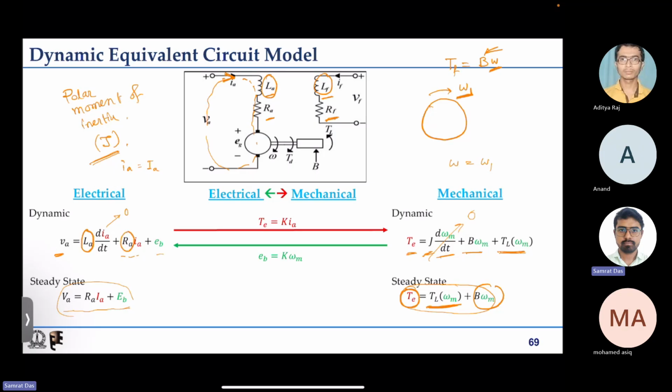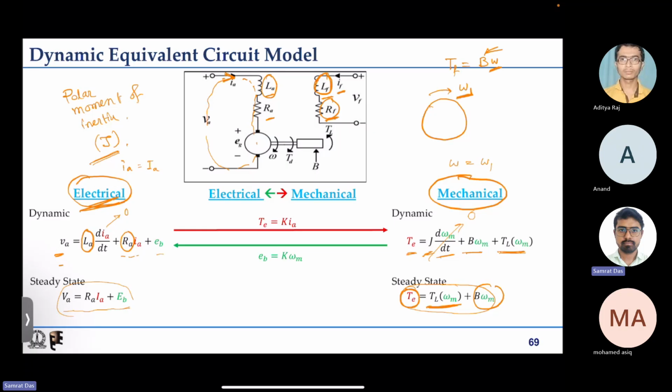RA, obviously LF, RF, whose equations are not written here. Now, I have not discussed this interconnection. I have separately discussed the electrical model, and I have discussed the mechanical model. But in a machine, energy transfer happens from electrical to mechanical. Electrical energy gets converted to mechanical energy, and mechanical energy gets converted to electrical energy. So these two equations are not actually independent. How are they not independent?